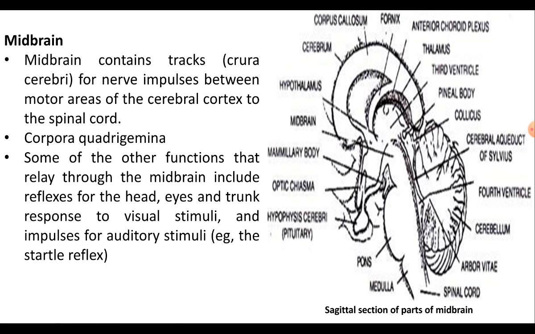Some of the other functions that relay through the midbrain include the reflexes for the head, eyes, and trunk, and responses to visual stimuli, and also the impulses for auditory stimuli. This picture shows the location of the midbrain.